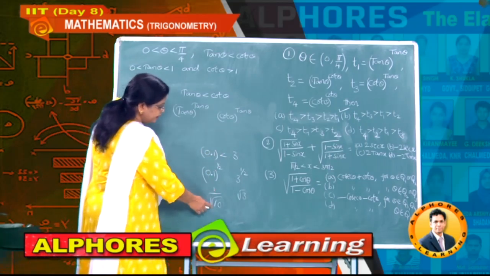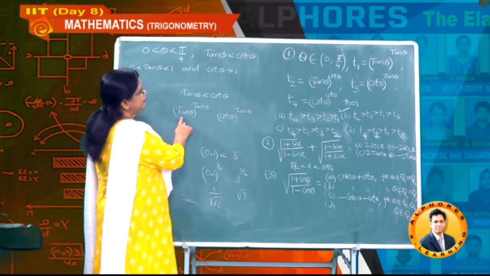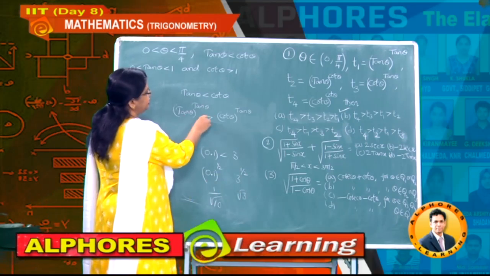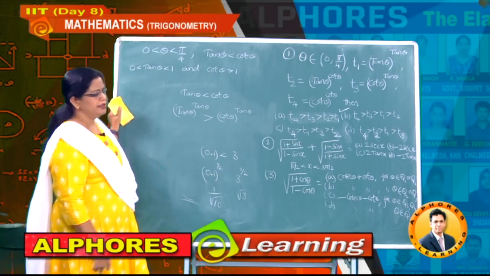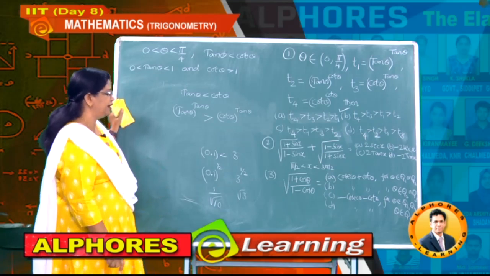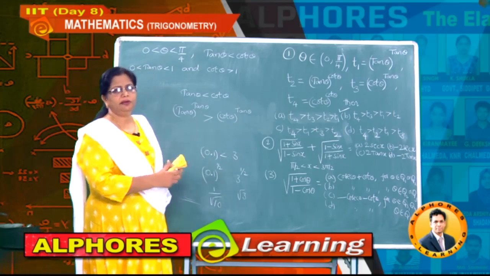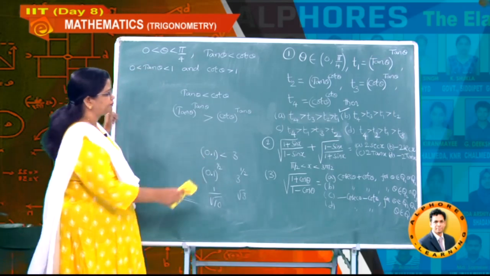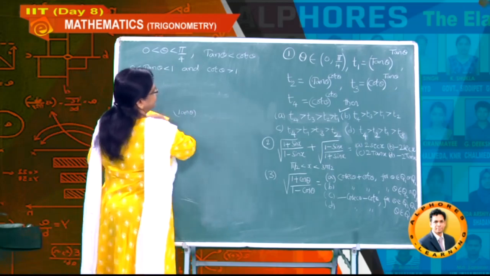Obviously 1 by root 10 is more than this number. Therefore, what is the value you can write here? It is greater than. Hence, while solving these problems, just take some time, and if you have any confusion, work it out in this way, and thereby you can conclude the problem very easily. So this is the method of doing the first problem.